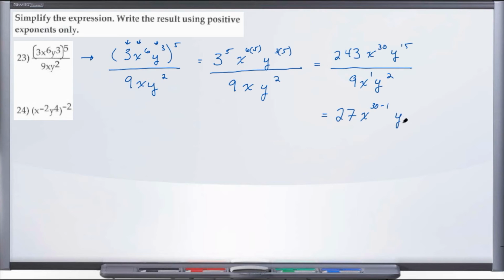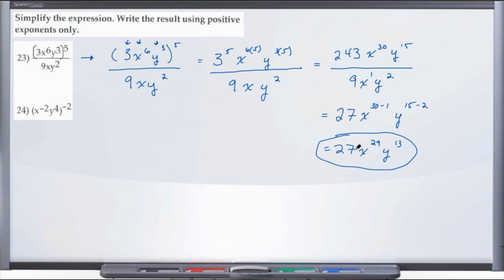And let's take a look. We're going to do the same thing with our y's, because again, we're top heavy in our y's. The y squared in the bottom is smaller than y to the 15th, so we're going to have 15 minus 2, and that's going to give us 27 x to the 29, y to the 13th.